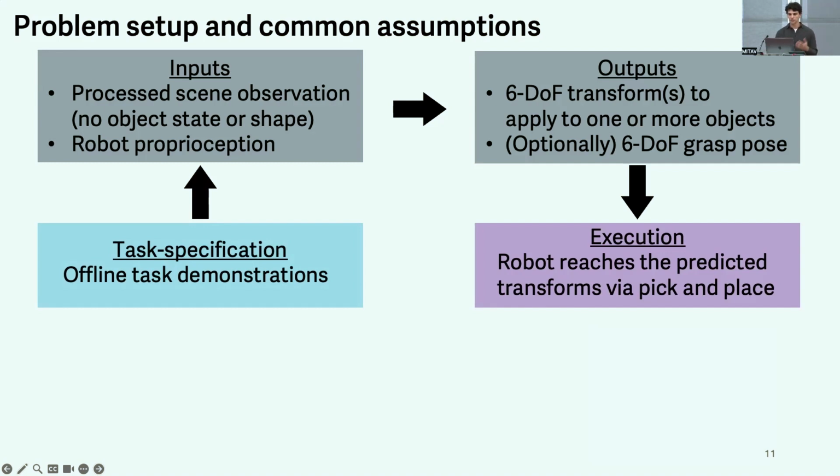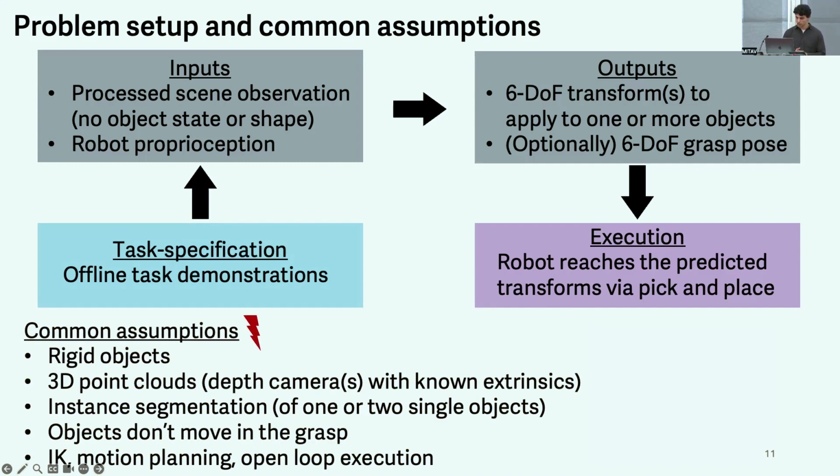So with that setup, we'll make some common assumptions for the next few projects. We assume objects are rigid, and we have access to 3D point clouds, which are currently obtained from calibrated depth cameras. We also assume some ability to segment the object instances from the point cloud. Usually that's on the single manipulated object that's being moved. And then when we execute our task with the robot, here we'll assume objects never move after they've been grasped relative to the hand. And we use off-the-shelf inverse kinematics and motion planning tools to plan paths, which are then executed open loop.